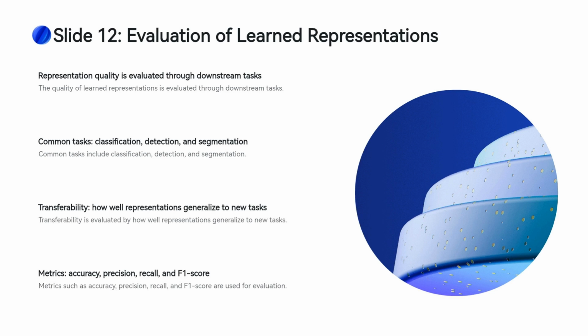Another important evaluation criterion is transferability, which measures how well the learned representation generalizes to new, unseen tasks. A good representation should be versatile and able to perform well across different applications, even if they weren't part of the original training process. For instance, a representation learned from natural images might still perform well when fine-tuned for a medical imaging task. Thus, evaluating representation quality often involves assessing both task-specific performance and generalizability to new tasks or domains.